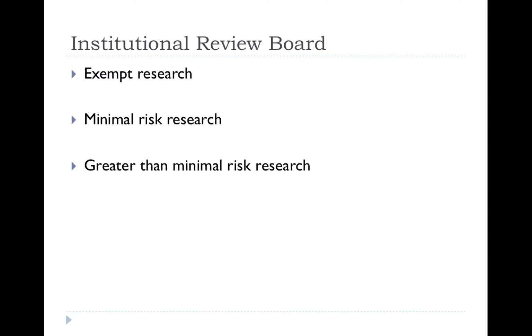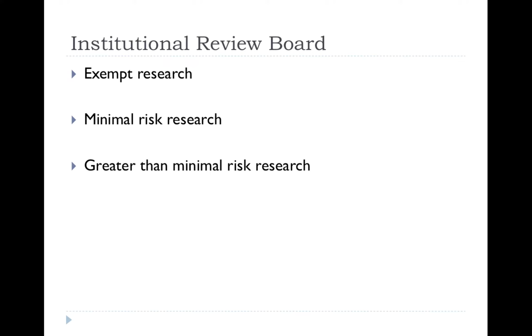Other than that, you would be exempt and you could just do your research. For exempt research, you are not required to give either an informed consent or a debriefing. In some cases, people will still give either an informed consent or a debriefing or both, but you're not required to.